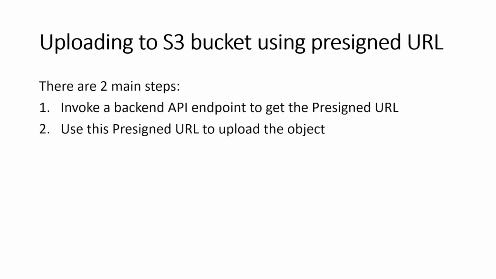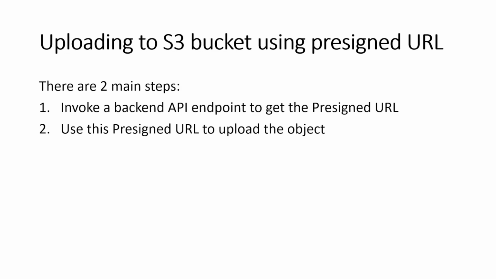Now, let's take a look at how to upload a CSV file or any file to an S3 bucket using the pre-signed URL. There are basically two main steps. First is invoking a backend API endpoint to get the pre-signed URL. And the second step is using this pre-signed URL to upload the file contents. I will share a diagram and an architecture that will show the secure steps and also share some code snippets at the end.